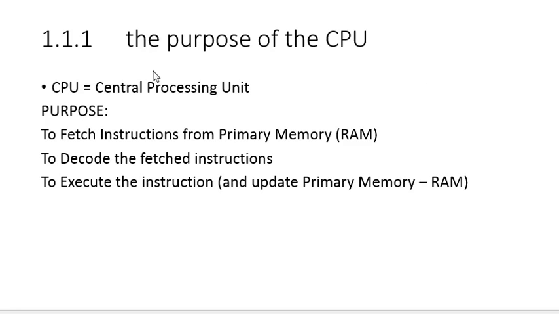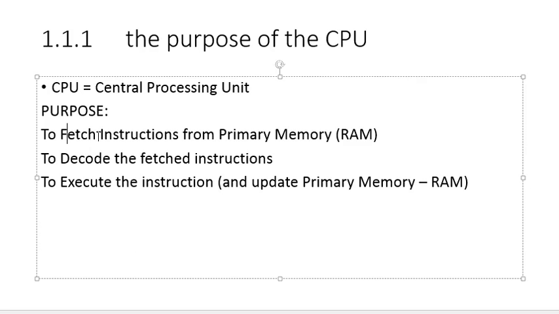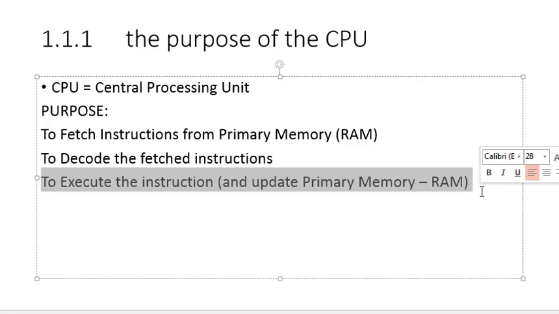The purpose of the CPU. The CPU stands for Central Processing Unit. The purpose of the CPU is to do three things. One, to fetch instructions from primary memory. Two, to decode the fetched instructions, and thirdly, to execute the instructions and possibly update primary memory.